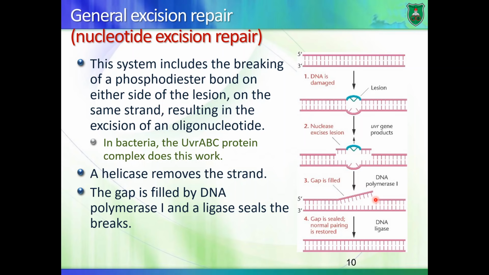Remember in the DNA replication lecture, we talked about functions of DNA polymerase 1, and one of the functions of this DNA polymerase is that it synthesizes DNA in mechanisms of DNA repair. So the gap is filled by DNA polymerase 1, and then a DNA ligase comes in and it forms a phosphodiester bond right here between the two ends of the DNA fragments.